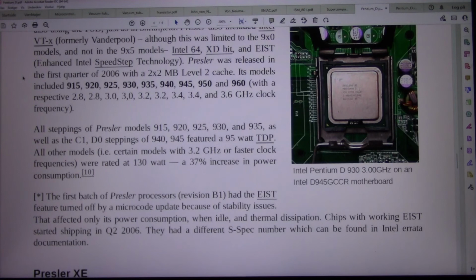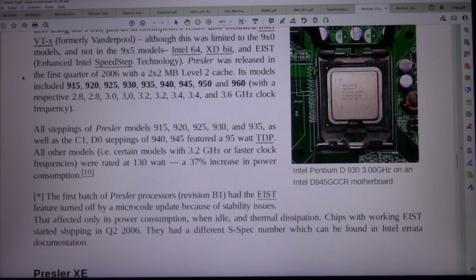Its models included 915, 920, 925, 930, 935, 940, 945, 950 and 960, with respective 2.8, 2.8, 3.0, 3.0, 3.2, 3.2, 3.4, 3.4, and 3.6 GHz clock frequency.